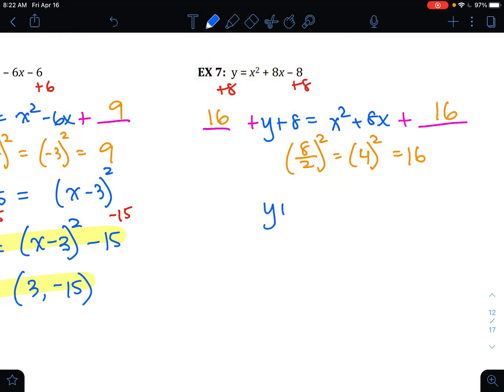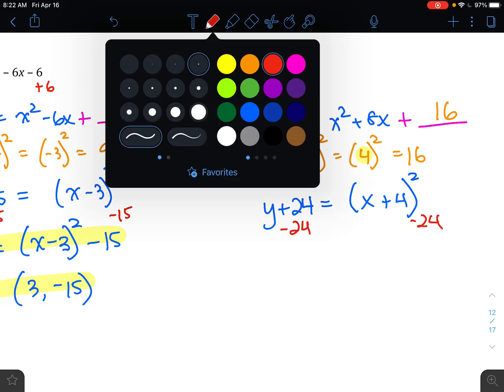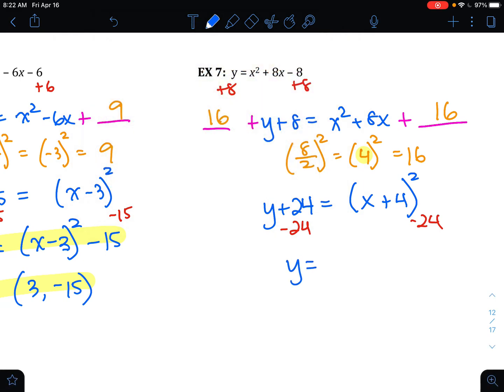Okay, 16 plus 8 is 24. So y plus 24. Factoring on this side, so remember we're going to always be putting that number in our factor. So x plus 4 quantity squared. And then I need to get y by itself. So I'm going to take 24 over to the other side by subtracting. So for vertex form, y equals x plus 4 squared minus 24. And then my vertex is -4, -24.